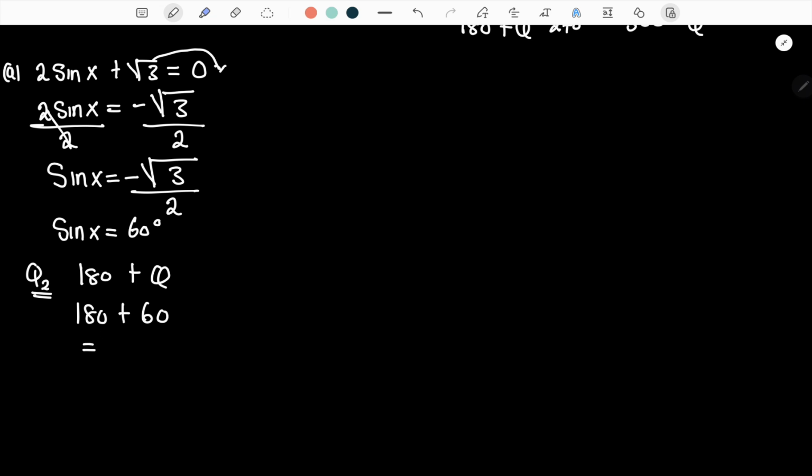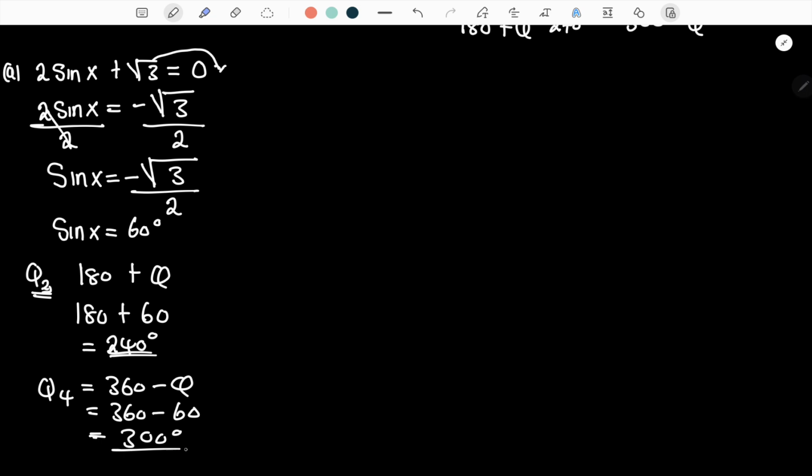What is 180 plus 60? You are going to get 240 degrees. So this is another possible value of x. The other quadrant where sine is negative is the fourth quadrant. In the fourth quadrant, it is 360 minus theta. Theta was 60, so this is going to be 300 degrees.